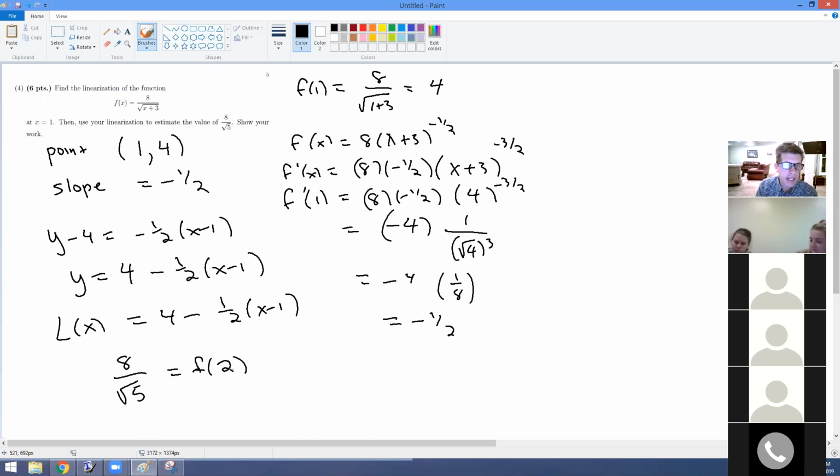Good. To get a 5 in the denominator, x is 2. So we'll plug 2 into our linearization. L of 2 is 4 minus 1/2 times 2 minus 1, or 3.5. Again, notice 8 over square root of 5 is going to be close to 8 over square root of 4, which is 4, plus this little adjustment. Any other questions on that one?